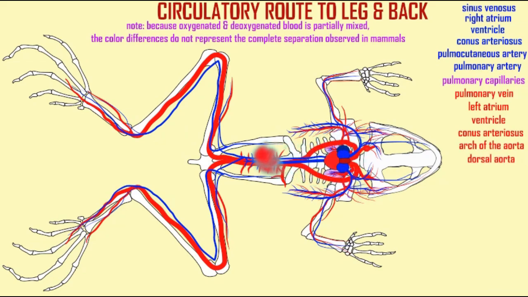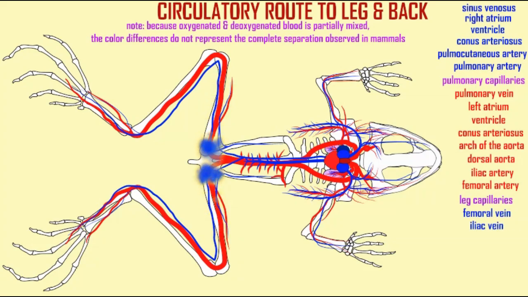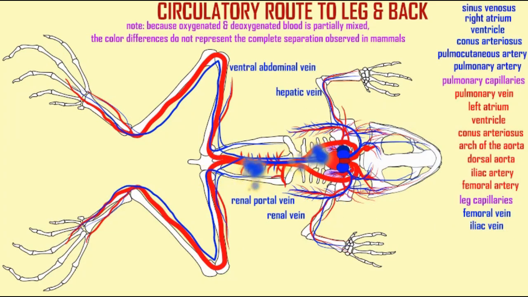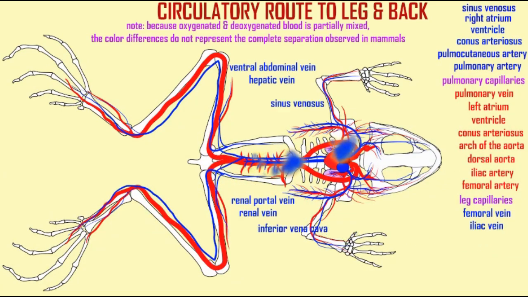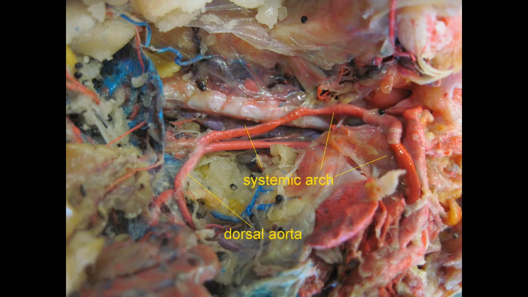There are two systemic arches, one on each side. Mammals only retain one of the fetal arches of the aorta. These two then fuse to form the dorsal aorta, which in the region of the hip will split into the two iliac arteries, to the femoral arteries, and other arteries in the leg, such as the sciatic artery.